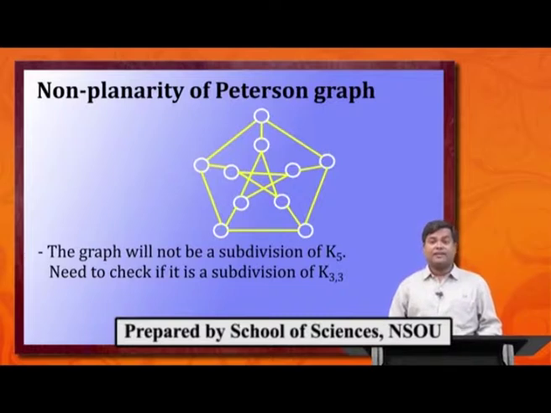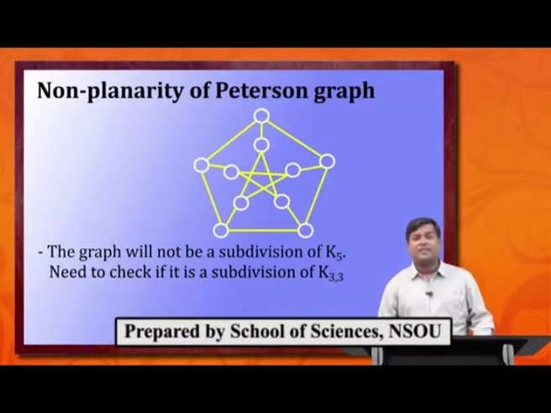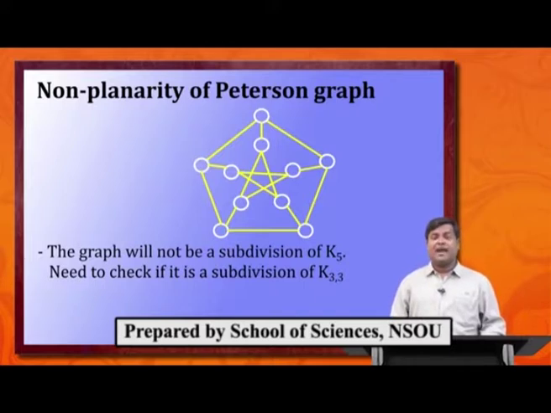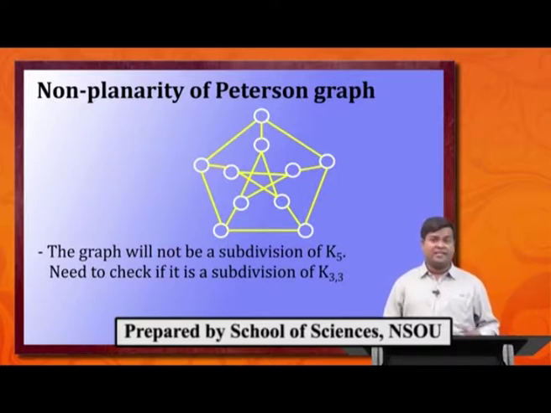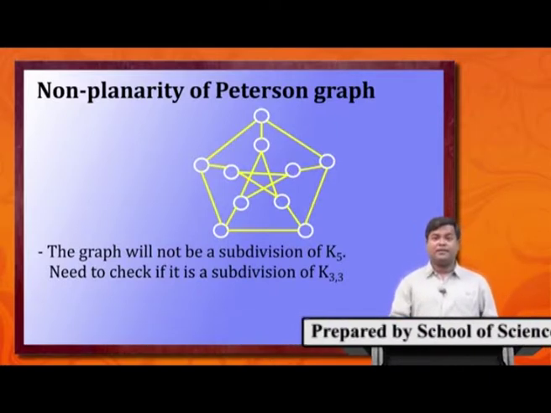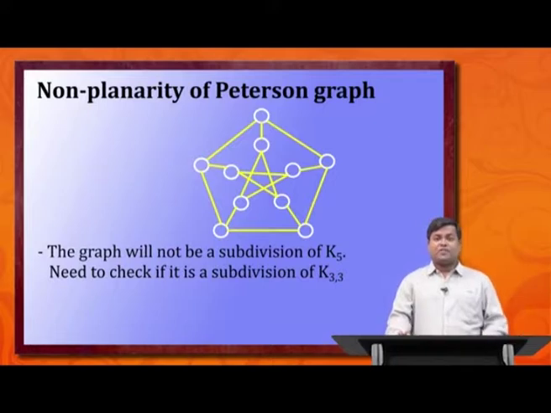But we need to check if it contains a subdivision of K33, because the complete bipartite graph on 6 vertices also has degree 3 for each and every vertex. Here in the Petersen graph we are also seeing that every vertex has degree 3. Now this is a probable candidate, and we need to check whether we have a subdivision of K33 inside this Petersen graph or not. Okay, so let's start with this procedure.